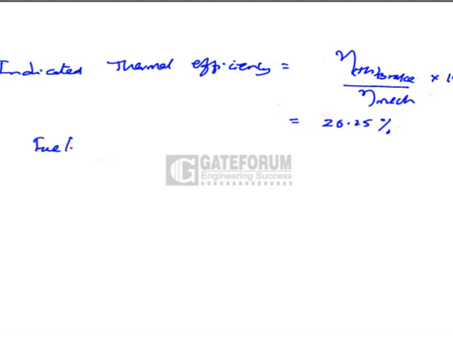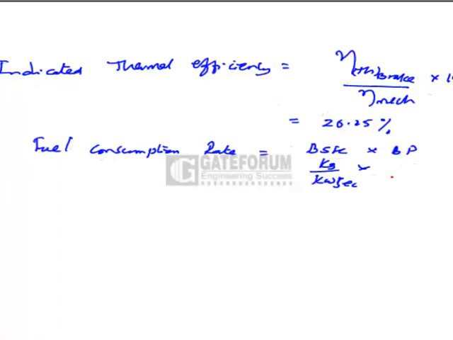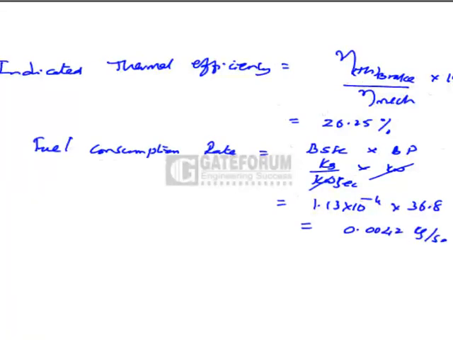Fuel consumption rate could be calculated as BSFC in kg per kilowatt second into brake power in kilowatts. So the resultant answer will be in kg per second, which is given as 1.13 into 10 power minus 4 into 36. It comes to 0.0042 kg per second of fuel consumed by the engine.